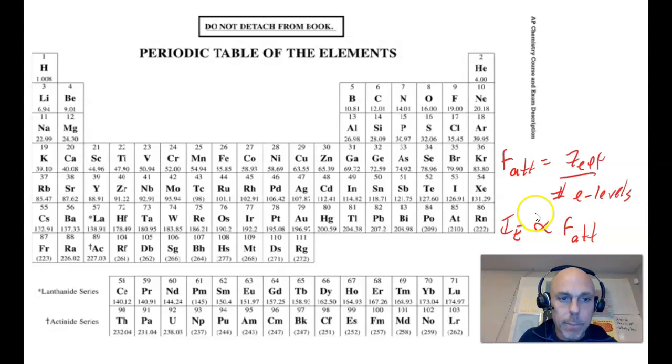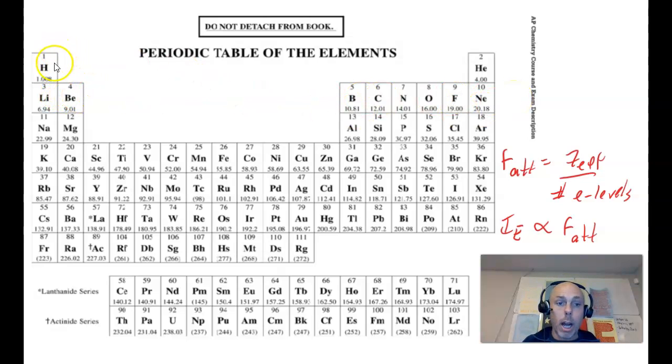All right, so let's apply that. As we go across a period, we know that the number of energy levels doesn't change, but the effective nuclear charge goes up, so the force of attraction goes up. That means as we go across a period, the ionization energy also increases. Ionization energy increases across a period due to an increase in the effective nuclear charge, an increase in the attractive force between the nucleus and one of the valence electrons, requiring more energy, therefore, for that electron to be removed. Again, ionization energy increases across a row.